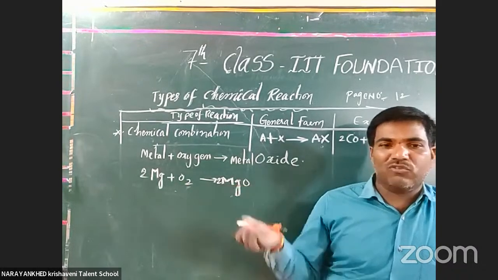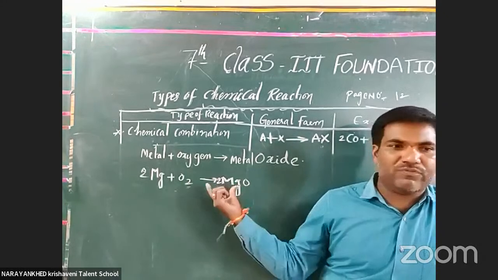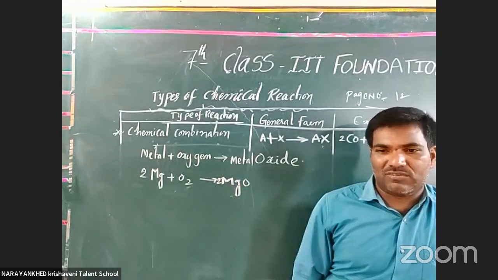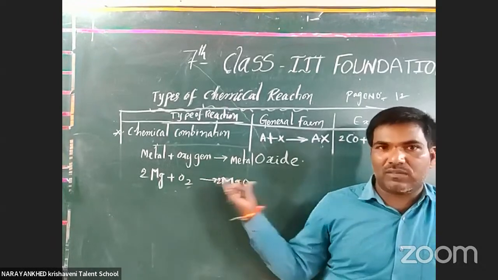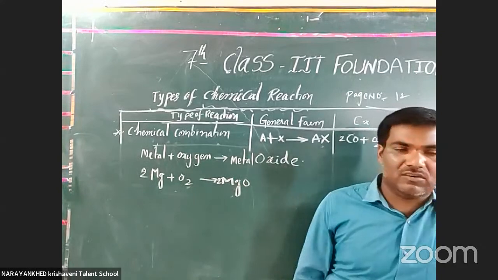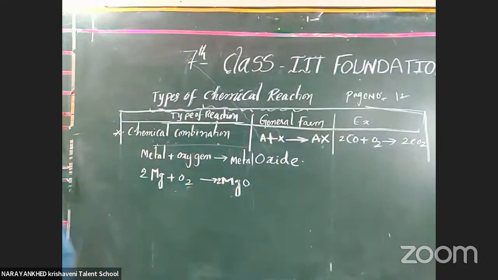Okay, now you are using magnesium powder in the crackers. When it burns, it will be formed as magnesium oxide. Understood, all the students? Yes, that is combined together and formed as magnesium oxide. Understood? Yes, next one. One more example is also there.